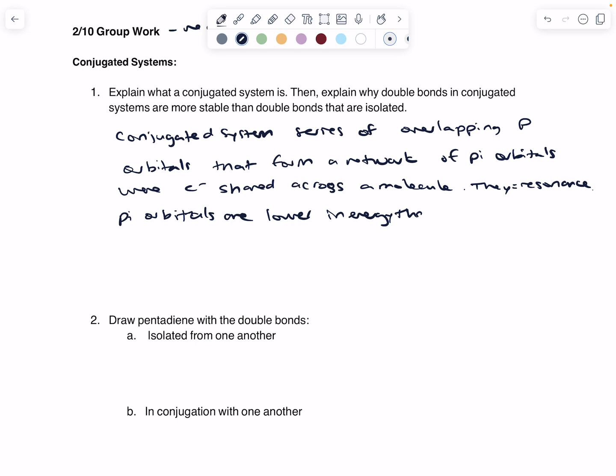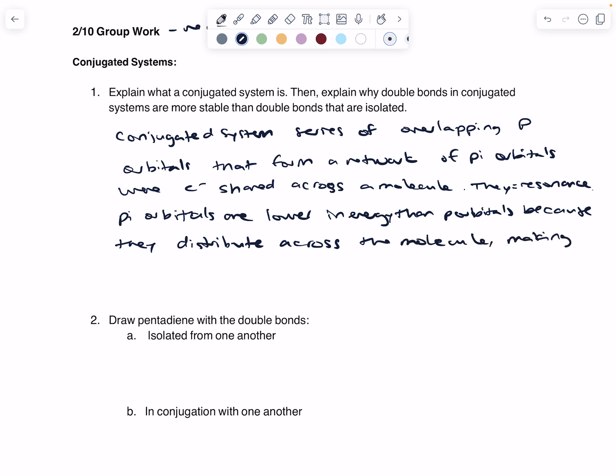Okay, and the reason why that adds stability is pi orbitals are lower in energy than p orbitals because of the way that they share electrons. They distribute the electrons around the whole molecule, making the impact less on one area.